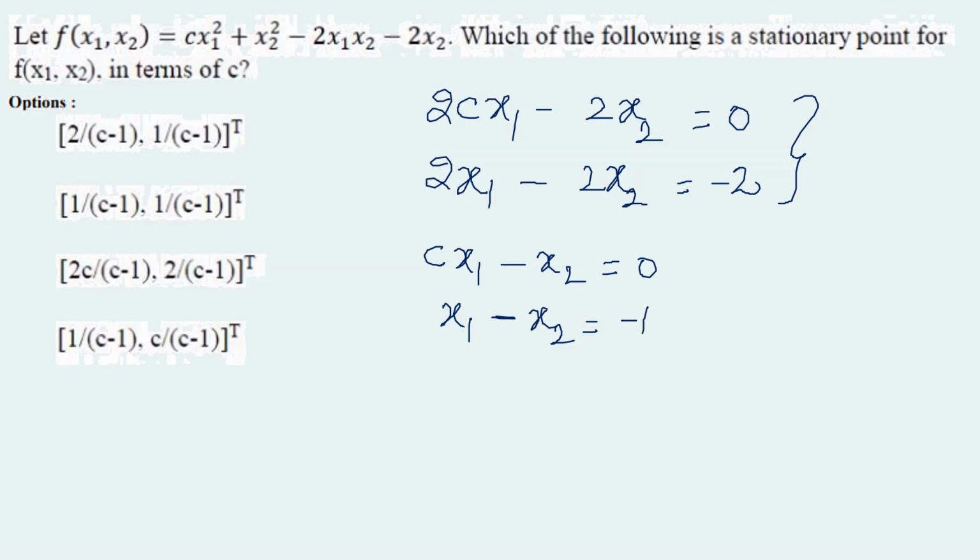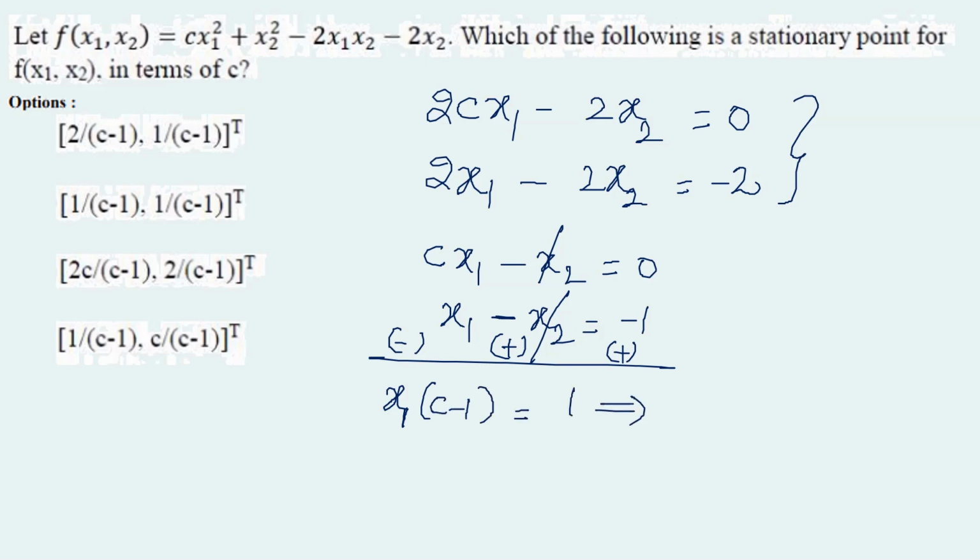Subtracting equation 2 from equation 1 yields: here minus, this is plus, and here also plus, so minus x2 plus x2 gets cancelled. Now if we take x1 out, c minus 1 times x1 is equal to 1. That yields x1 equals 1 by c minus 1.